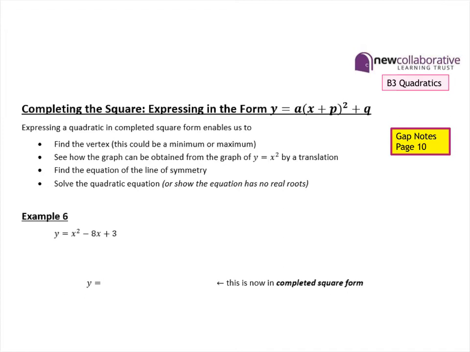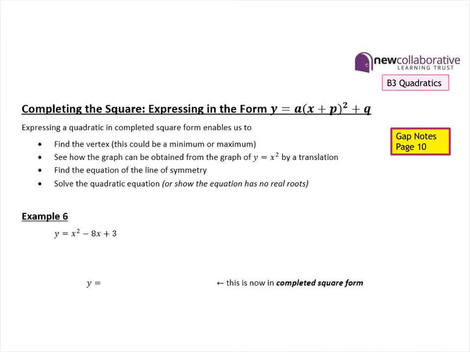We can also see how the graph of the function can be obtained by translating the graph of y equals x squared. It's much easier to see the line of symmetry of the graph, and also we can use this method to solve the quadratic equation as well. So we'll see another method here for solving quadratic equations.